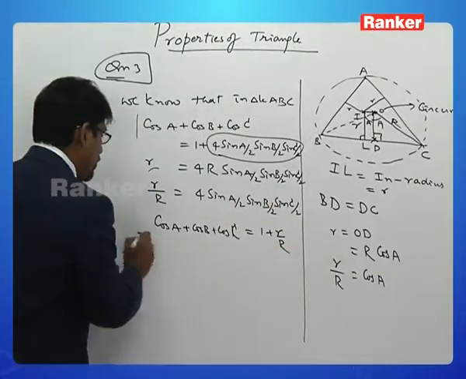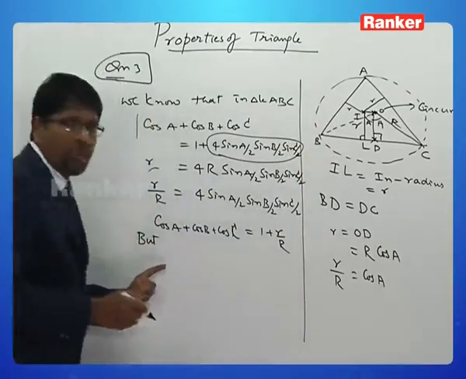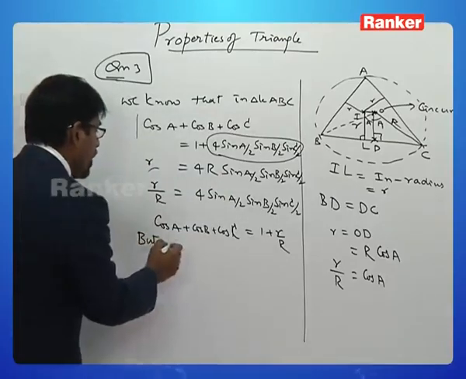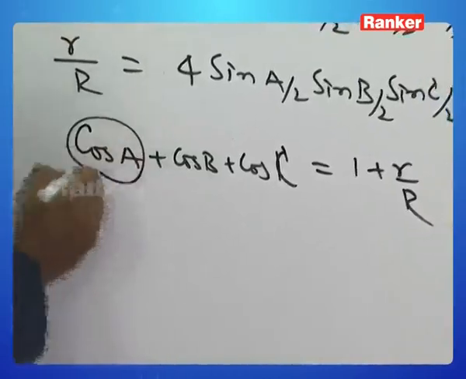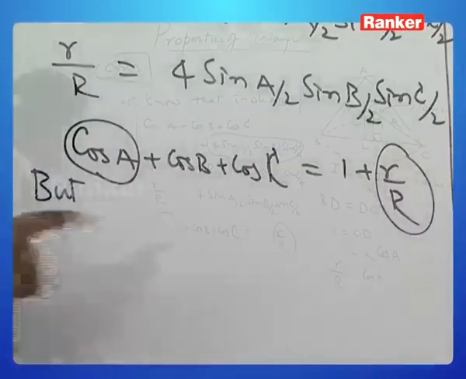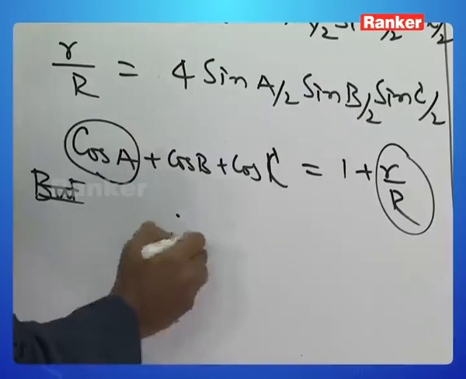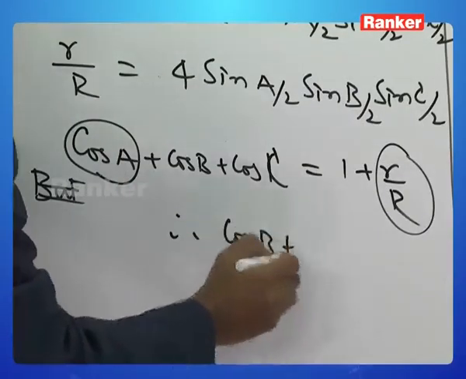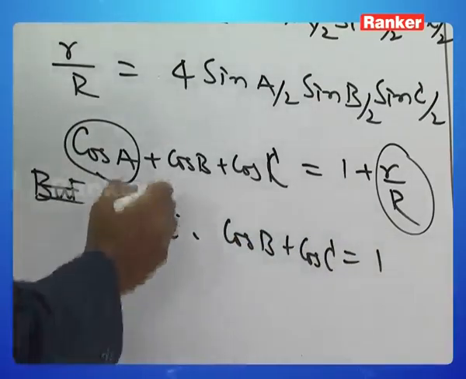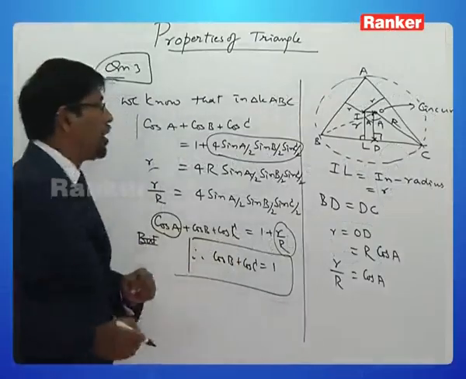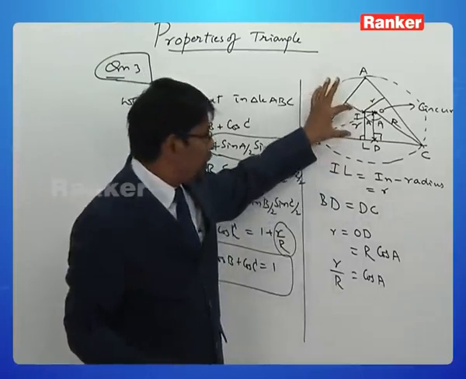But from the given conditions, small r by capital R is equal to cos A. So therefore what should have happened? This cos A and small r by capital R are one and the same. Therefore cos B plus cos C must have been equal to 1.